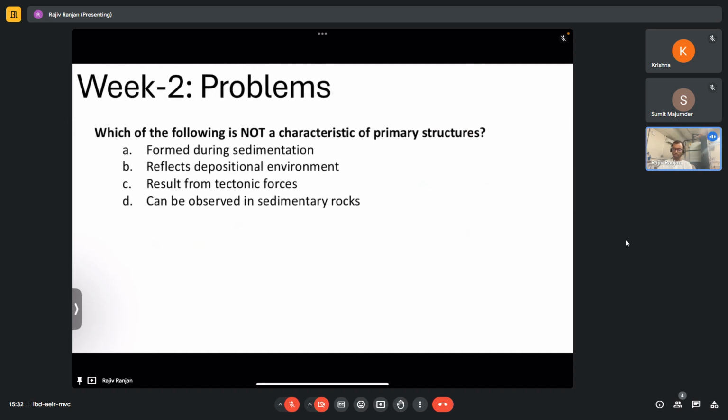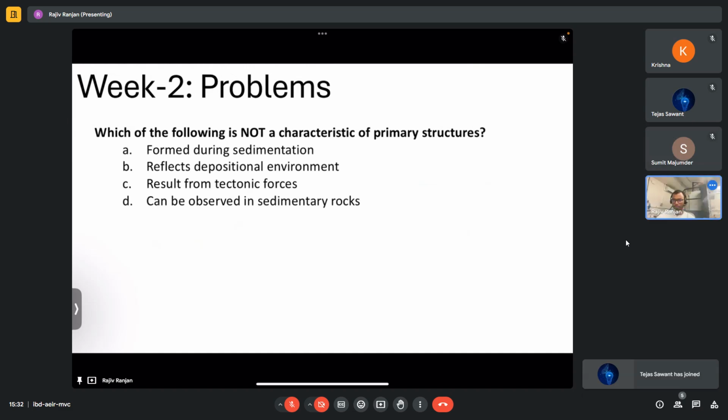So moving to the next question: which of the following is not a characteristic of primary structures? Option A, formed during sedimentation. Option B, reflects depositional environment. Option C, results from tectonic forces. And option D, can be observed in sedimentary rocks. So remember, which of the following is not a characteristic. So choose which is not a characteristic of primary structures.